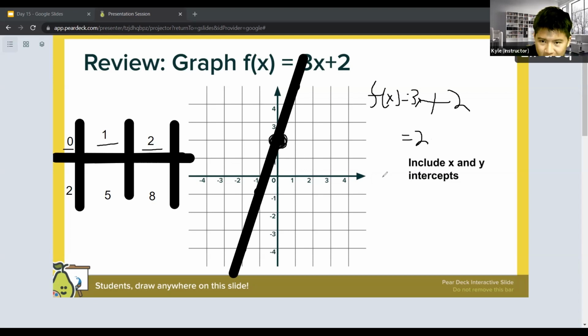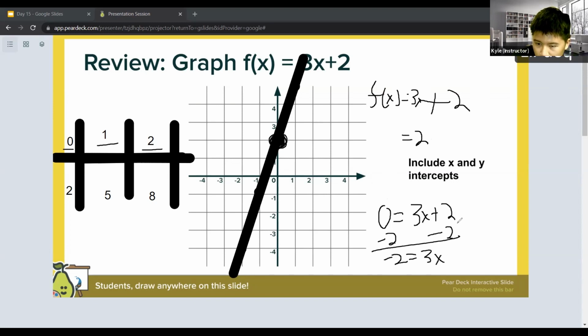Now, to find the x-intercept, we can set the y to be 0. So 3x plus 2 equals 0, we subtract 2 on both sides. And this is how we get the x-intercept. We divide both sides by 3, we get x equals -2/3. And this is your x-intercept. So using those 2 points, this person drew a line straight through all those points, and this is the linear graph for f of x equals 3x plus 2.